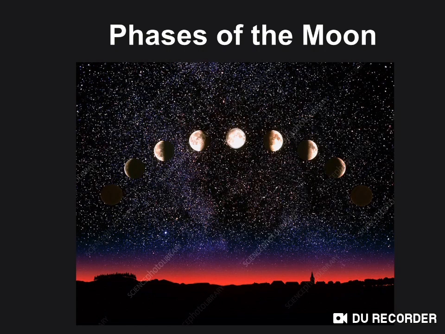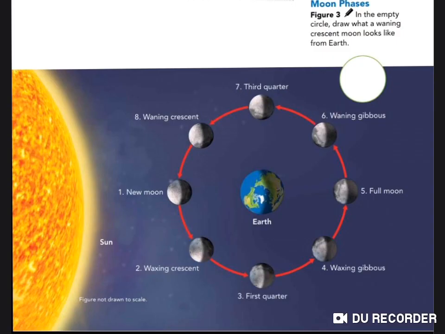Phases of the moon. The moon has many phases. We start with a new moon. We are going to go into a waxing crescent, first quarter, waxing gibbous, full moon, waning gibbous, third quarter, waning crescent, and the cycle is going to start again in approximately 28 days.